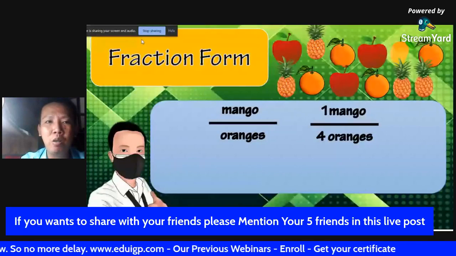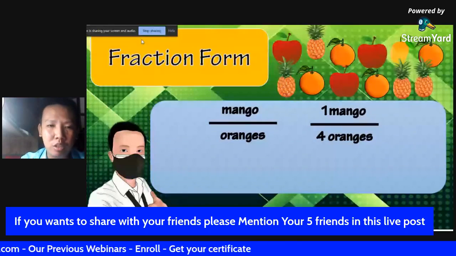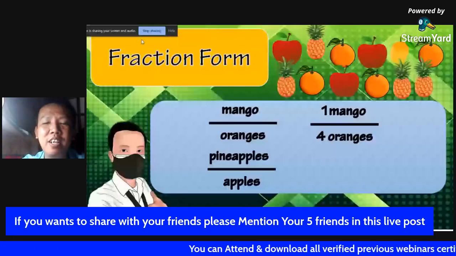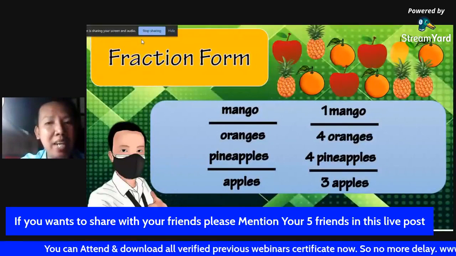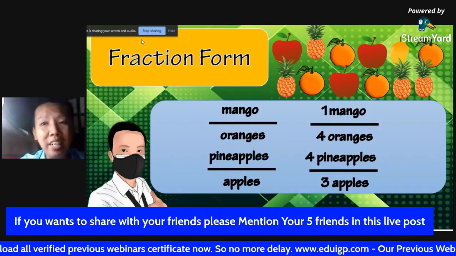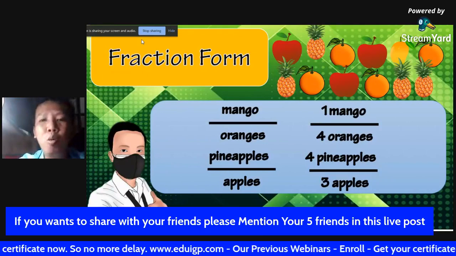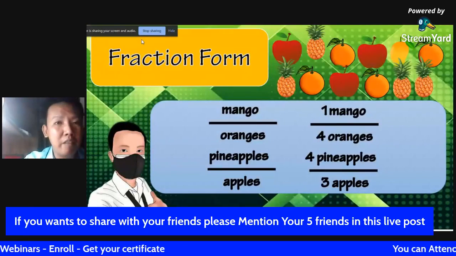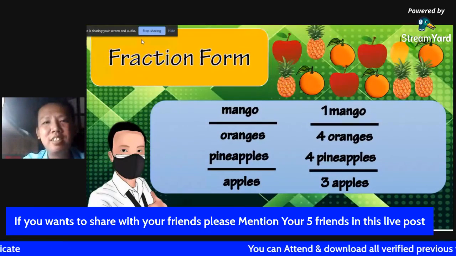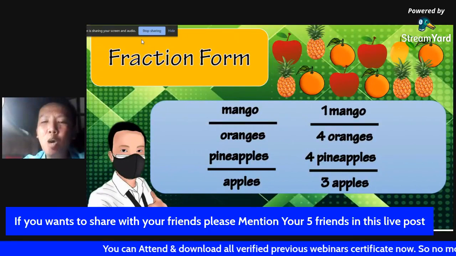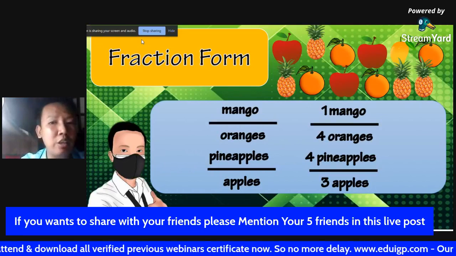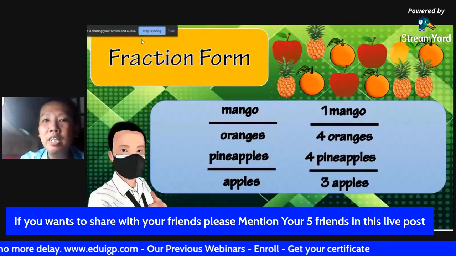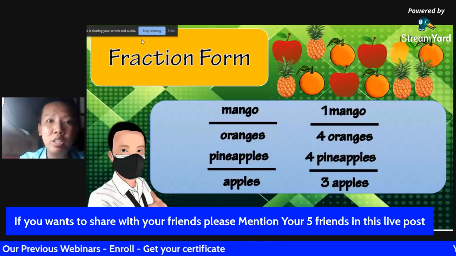Let's now form another ratio using fraction form with these given fruits. We have pineapples over the number of apples. So you count. If your answer is 4 pineapples over 3 apples, then you are correct. Now, which of the two quantities represents our consequent? If your answer is 3 apples, then correct. How about the antecedent? If your answer is 4 pineapples, then very good. So this is another way of writing a ratio using fraction form.